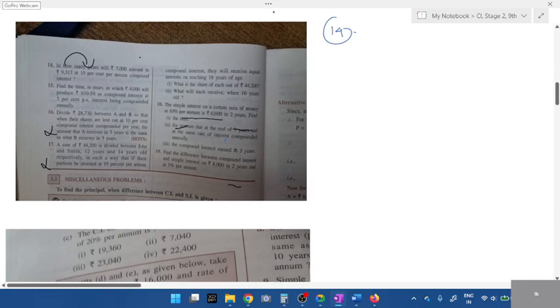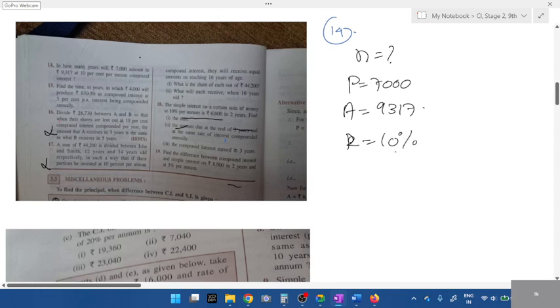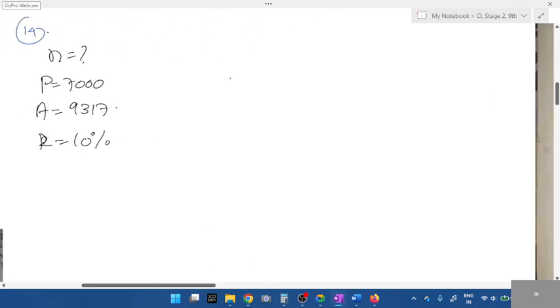Okay, in how many years? What do you mean by how many years, students? What is missing? You need to find n. Yes, yes. In how many years will rupees 7,000 amount to? So principal is 7,000. Amount to how much? The rate is equal to 10. So use amount formula.